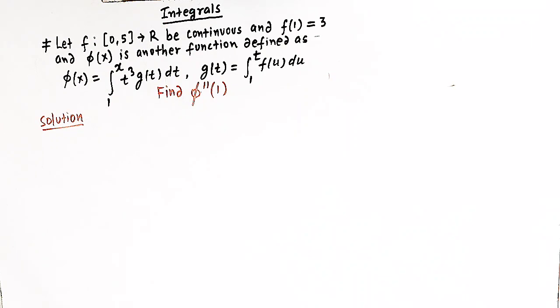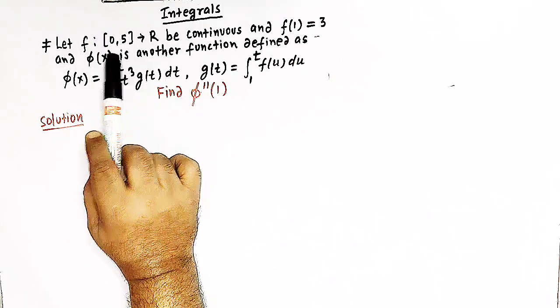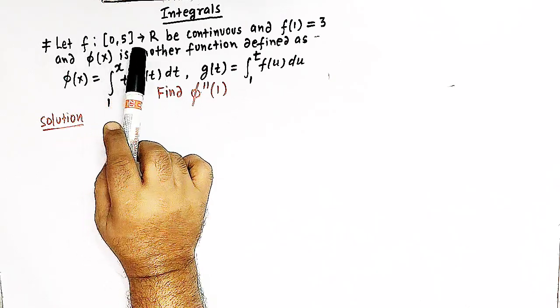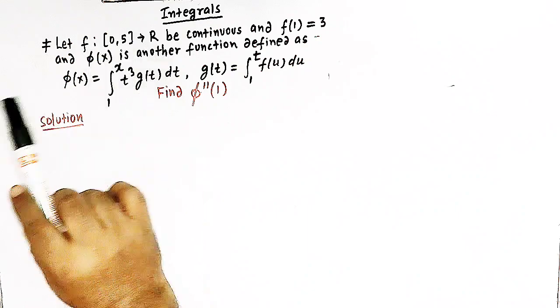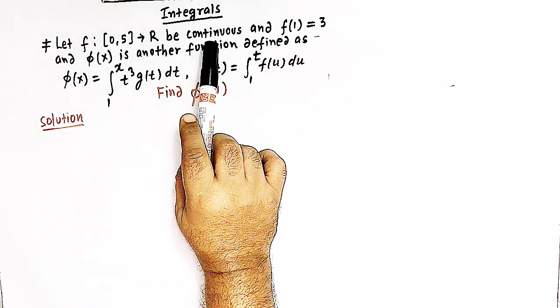Hello viewers, in today's session we are going to discuss another important and very conceptual problem from definite integrals, right? And in this session we are going to discuss this problem where we are given a function f from the closed interval 0 comma 5 to the set of real numbers, and this function f is given to be continuous, right?